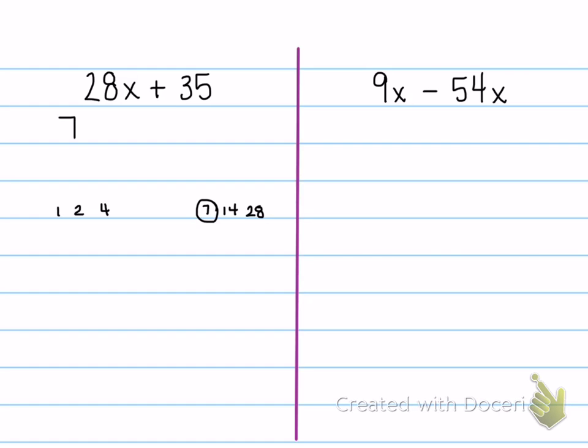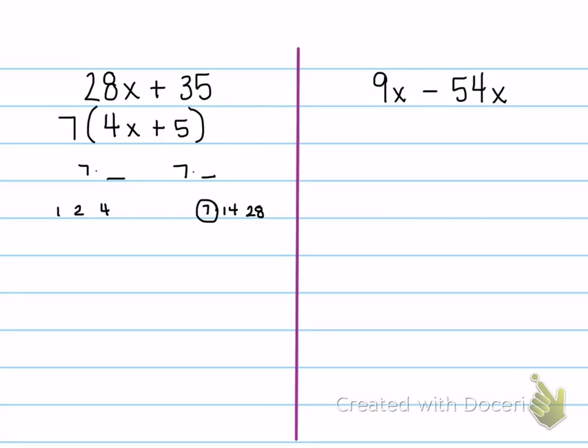So I'm going to take 7 out of the expression. 7 times what is 28? And that is 4. And then you cannot forget the x, because 7 times 4x is 28x. And 7 times what is 35? And it's positive 5. So the answer you should have gotten is 7 times 4x plus 5.